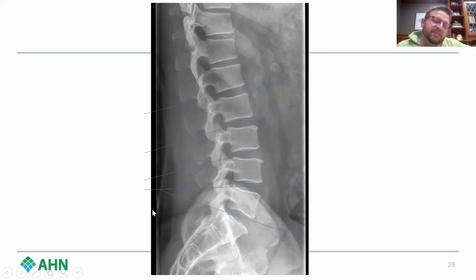People will make the mistake of putting an instrument here and saying, oh, this is where my incision needs to be. But what they're actually doing is their incision is bringing them to L4-5. So you have to be really careful. You want to make sure you're going to the right level, obviously.